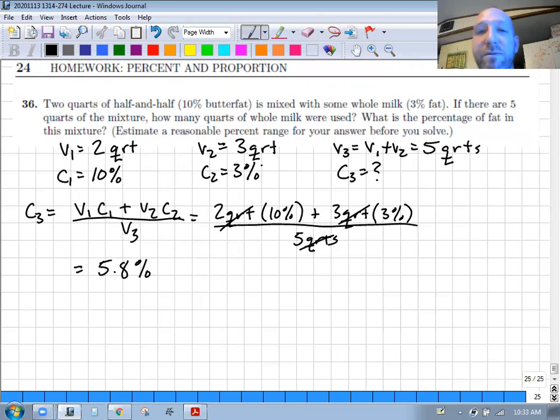So that makes sense. We're mixing some 10% with some 3%. We should end up with a percent that's somewhere in the middle, right? 5.8%.